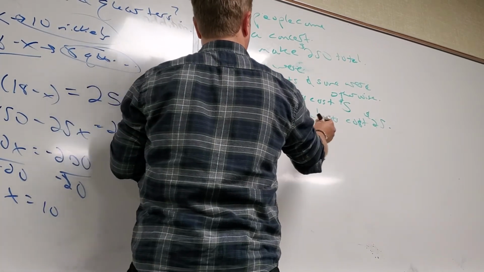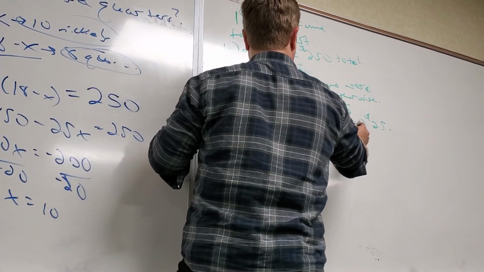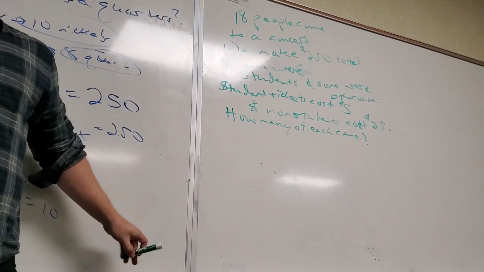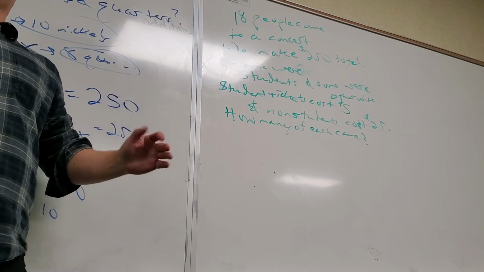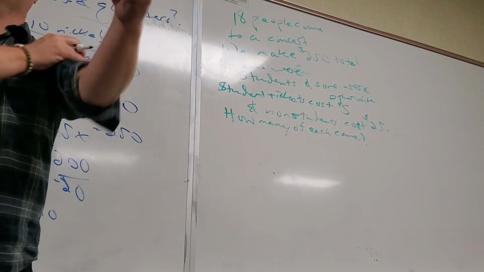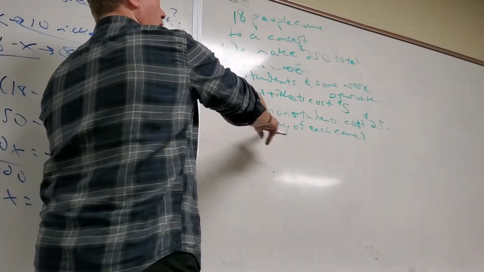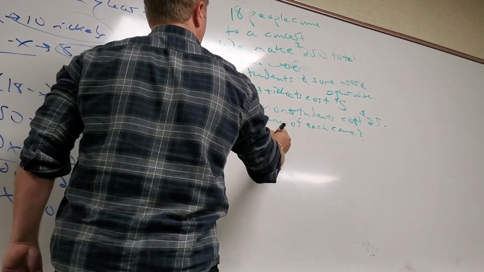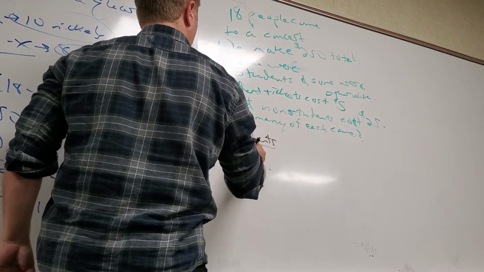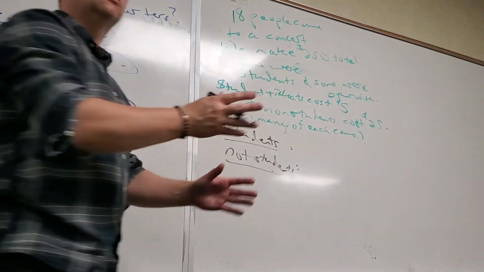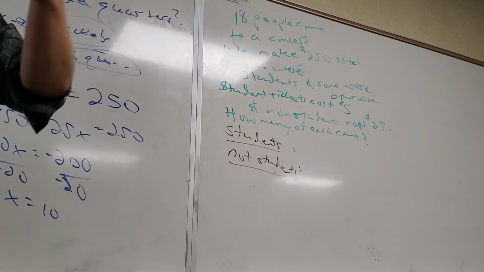18. How many of each? So what are there? What are the 2 different kinds of people? 10 students and 8. Yeah, you got it. But just sit on that for a minute. How many of each came? So I have students, and I have not students, right? Is that cool? I want to know how many of each kind came.